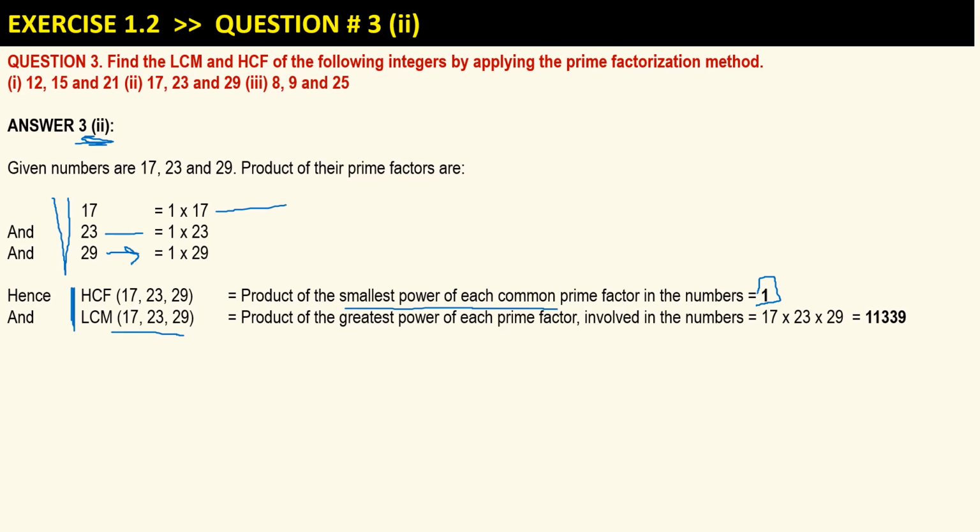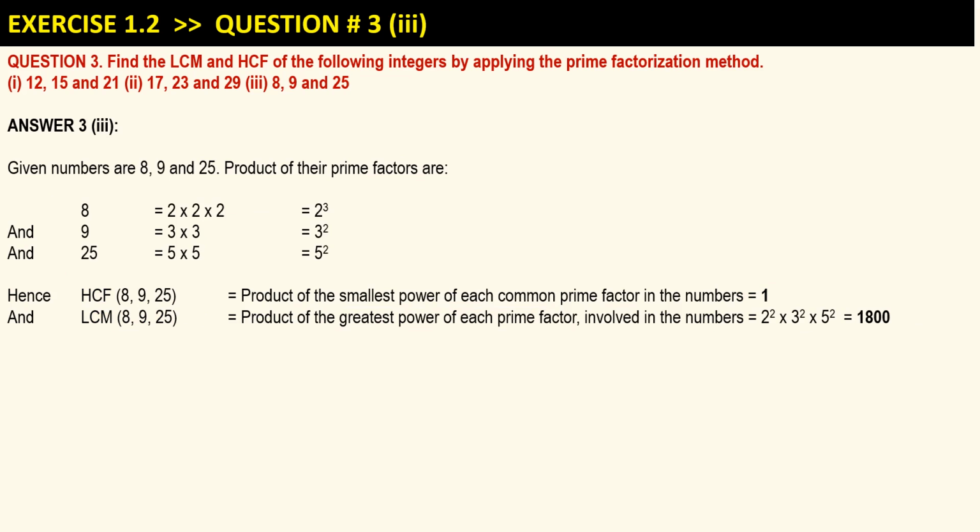In case of LCM, the product of the greatest power of each of the prime factors involved will be multiplied. So we get 17 multiplied by 23 multiplied by 29. So that will be 11,339. So we have gotten the two numbers. We have gotten the HCF as 1 and the LCM of the given three numbers will be 11,339.